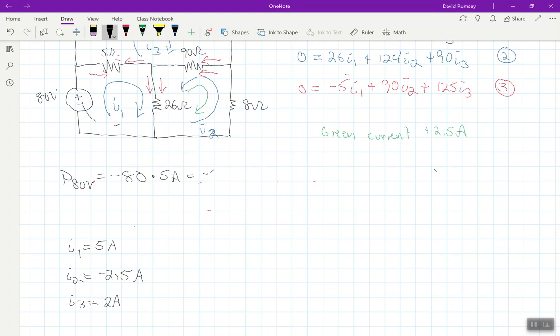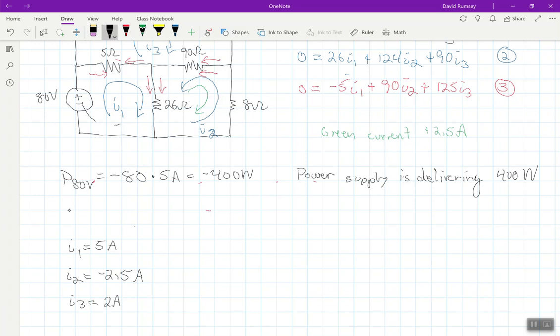you get negative 400 watts, which of course means that the power supply is delivering 400 watts. Because remember, if you get a negative, that means power is being delivered. If you get a positive, that means power is being absorbed. So the power supply is delivering 400 watts.